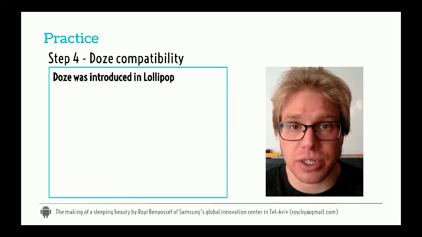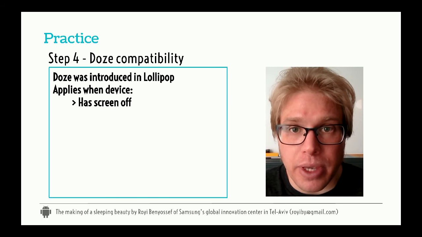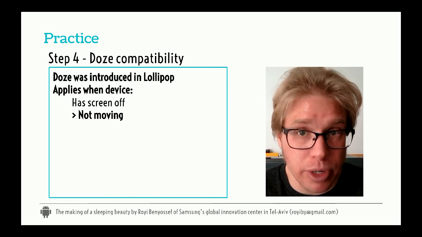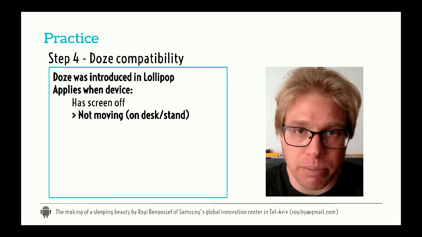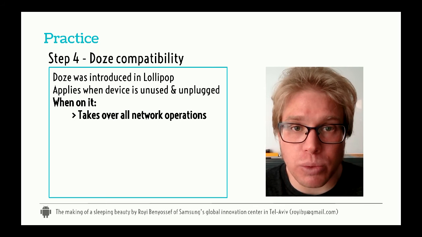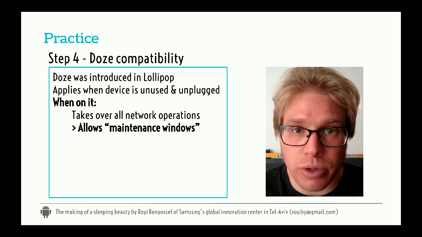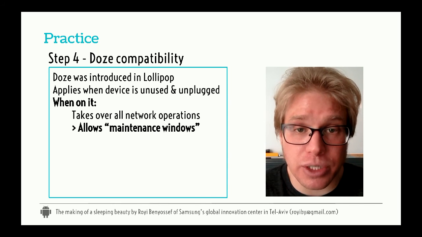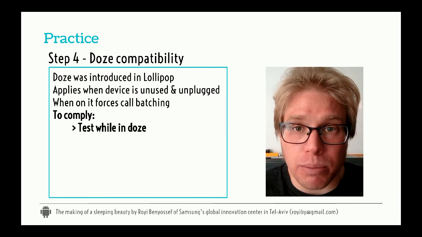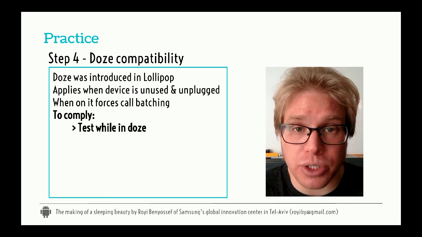The last step involves Doze, a new feature introduced in Android Lollipop. It applies when the screen is off, the phone is resting on a desk, not in a pocket, meaning it's not moving, and it is not plugged in. In those cases, Doze will take over the network operations and reschedule all of them to a small amount of maintenance windows in between no-connection timeframes, which are getting longer and longer as the device is left untouched. To comply, simply test while in Doze mode and when exiting it to see that you do not crash in any way and that you are able to resume operations gracefully.